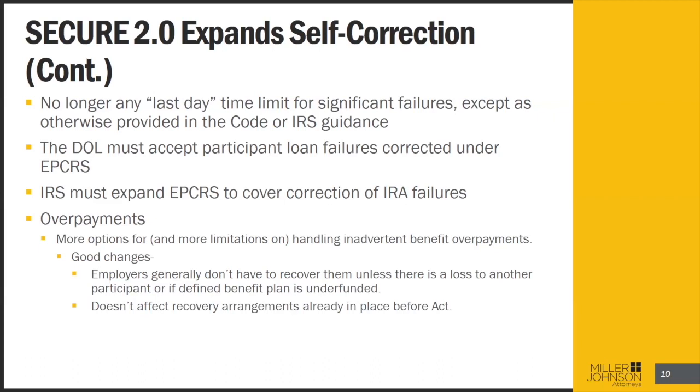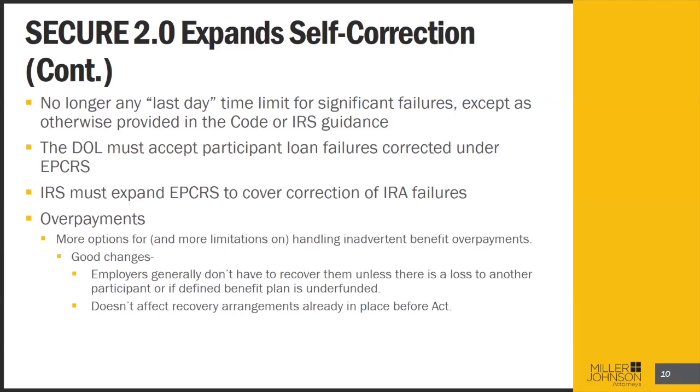The other issue is that in the past, you could correct certain loan failures under EPCRS, and you can still do that, but it was always unclear whether you would still have a problem with the Department of Labor, because most loan failures violate ERISA as well as the tax code. And what Secure 2.0 says is that if you correct the loan failure under EPCRS, once the IRS updates it for Secure 2.0, then the Department of Labor also needs to accept that correction. And there's a proposed rule on the DOL side of things to recognize that.